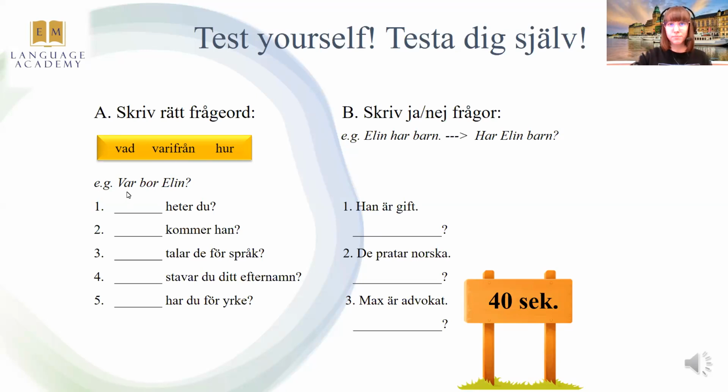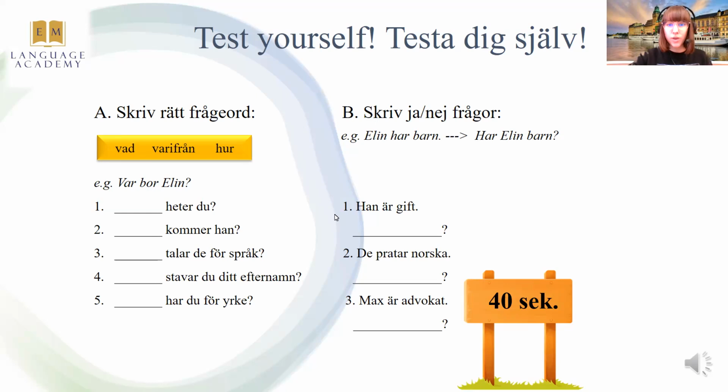Let's take a look at the example. Imagine that this is a blank space. So, bor Elin. Var bor Elin, right? Where does Ellen live? This is the thing that you have to do with the rest of the questions, right? 5 questions and correct question words. Now, let's jump to exercise B, right?